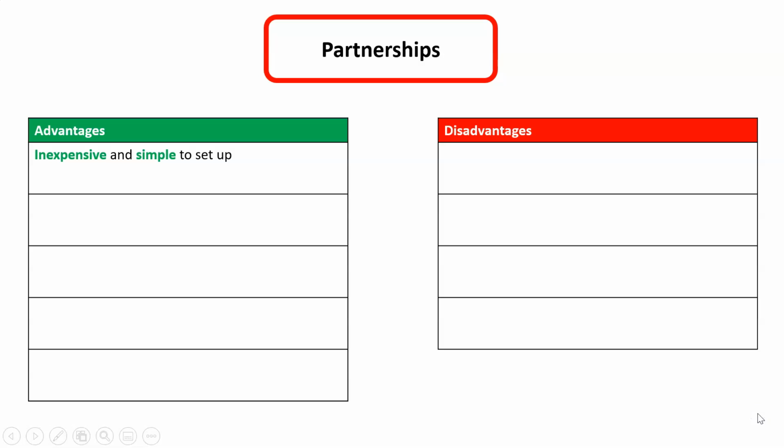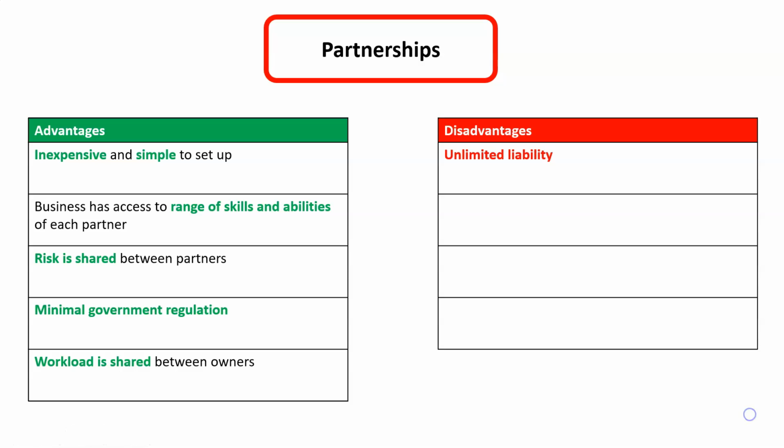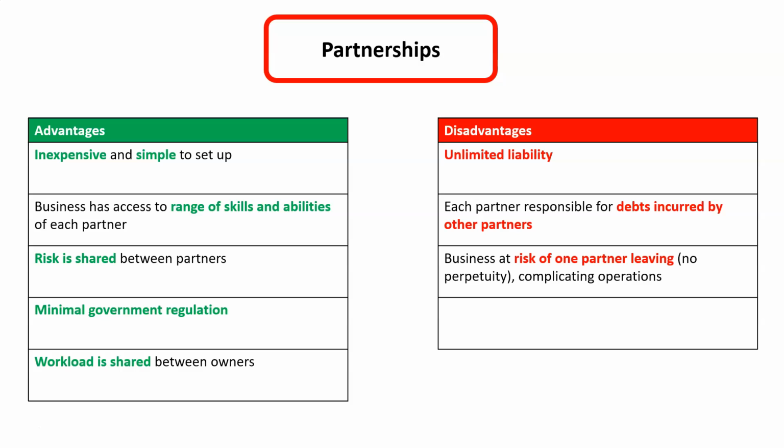Strengths and weaknesses. Well, it's again pretty inexpensive and simple to set up compared to companies. You got a range of skills from all the different owners, and you share the risk. Pretty minimal government regulation compared to companies, and if you do work at the business, which you do not as a partner, the workload is shared. Disadvantage, you got that unlimited liability. Each partner is responsible for the debts incurred by other parties. You're at risk of one partner leaving. It doesn't have perpetuity, which makes it complicated, and when you involve people, there's potential for disputes and clashes.